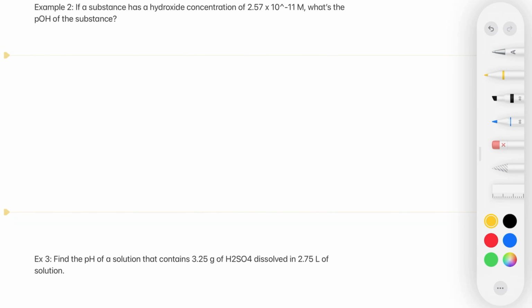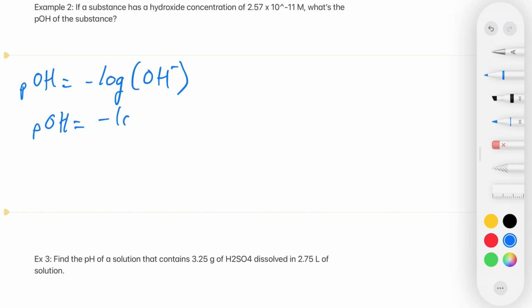If a substance has a hydroxide concentration of 2.57 times 10 to the negative 11 moles per liter, what's the pOH of the substance? Now, as we listed previously, the pOH, or the power of hydroxide, is equal to the negative log OH minus. Since we already have the OH minus, all we have to do here is plug it in directly, which is 2.57 times 10 to the negative 11, and that's moles per liter.